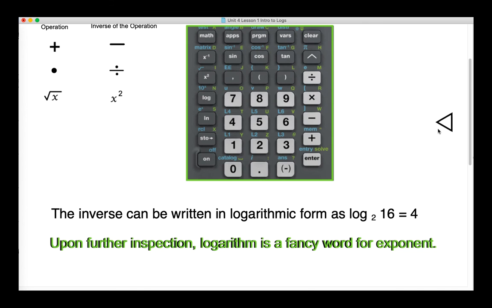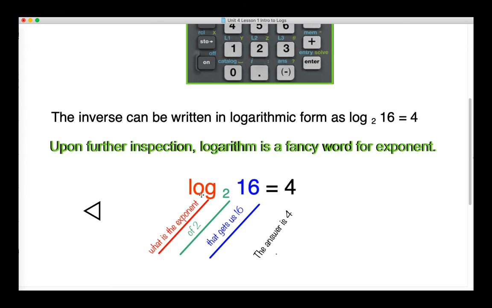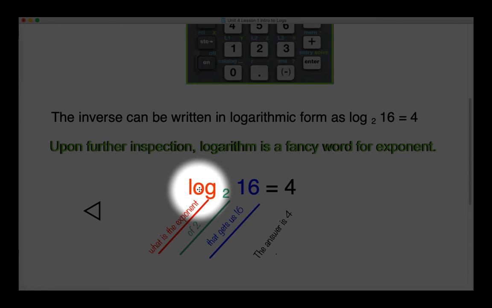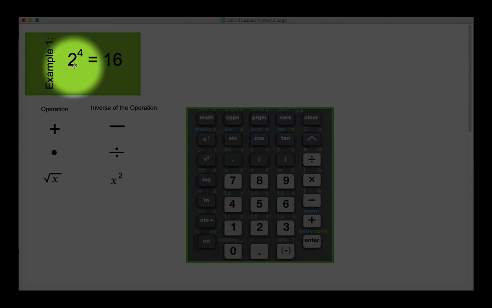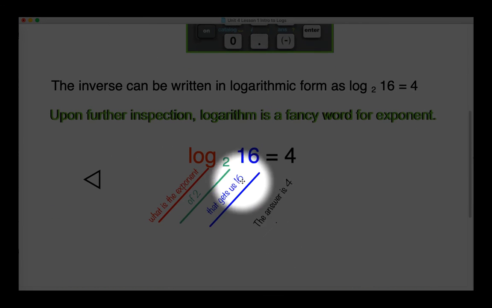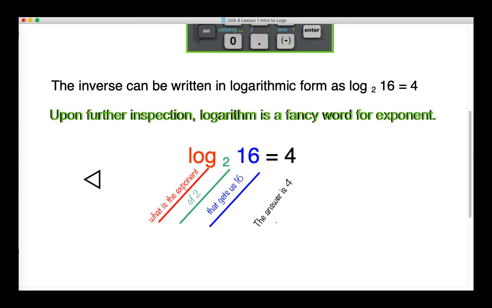But let's break this down. Log in red, we really read it as: what is the exponent? This 2 in green is the base of 2. See, this is a base that gets us 16. The answer is 4.